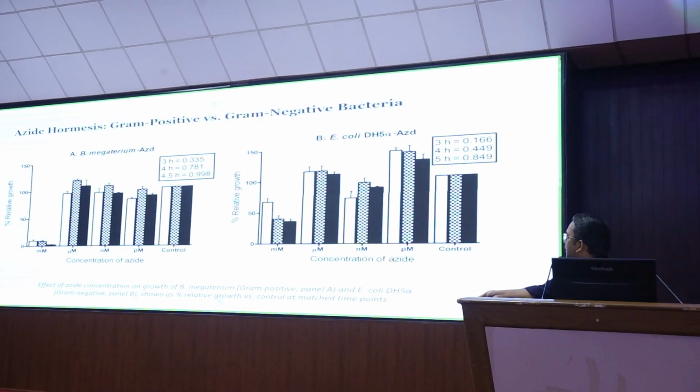Here, when you look at the different concentrations of azide given to a growing system, you have Bacillus megaterium, a gram positive, and a gram negative system, which is E. coli. You do not observe effects on the gram positive, but when you look at the effect on the growth of the gram negative bacteria, it's very evident. At millimolar concentrations there is a lot of inhibition, and when you go to micromolar, it kind of normalizes, and then again at nanomolar level it takes a dip.